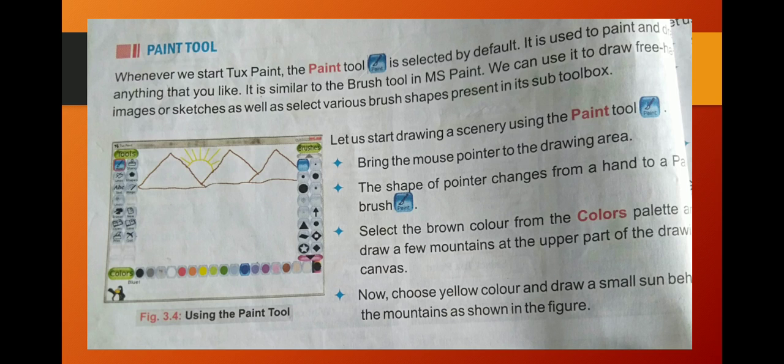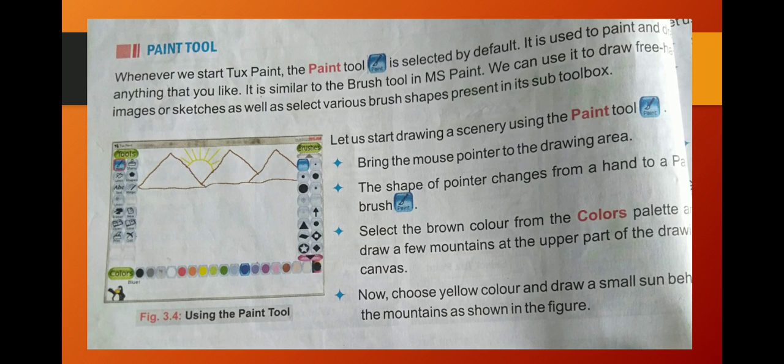Let us start drawing a scenery using the paint tool. Bring the mouse pointer to the drawing area. Drawing area means that white area that I showed before on the slide, that is the drawing canvas. So bring the mouse pointer to the drawing area. The shape of the pointer changes from a hand to a paintbrush.